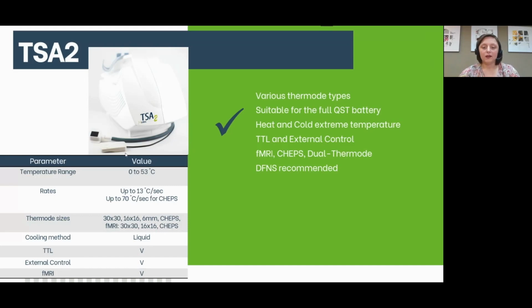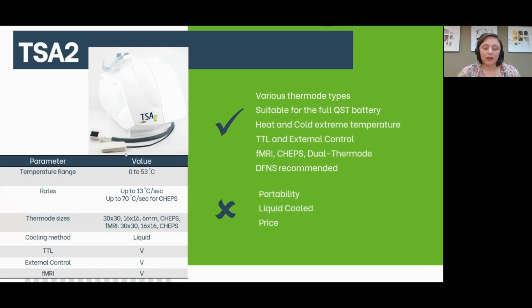So if we discuss the advantages, as I said, it's a very flexible device, easily upgradable to any configuration, with variable thermode types and options. You can do any type of thermal testing with it. You can perform a full battery of QST. You can go to heat or to cold. You can combine two thermal stimulations using the dual thermode mode, with two thermodes connected and working simultaneously. This device is DFNS recommended.